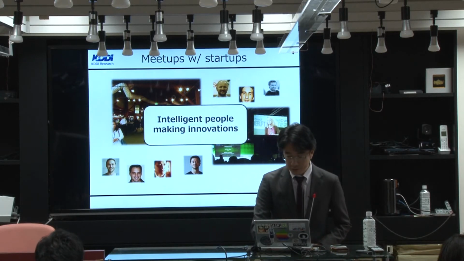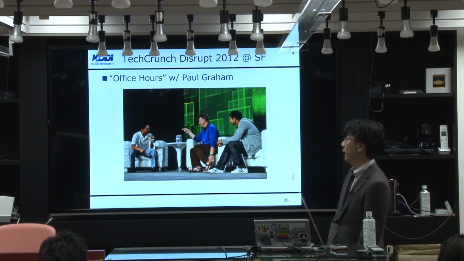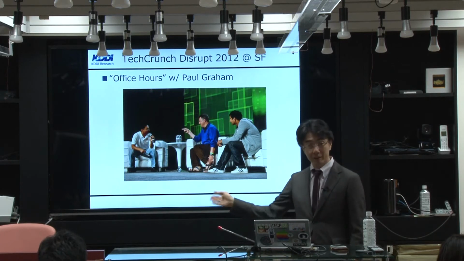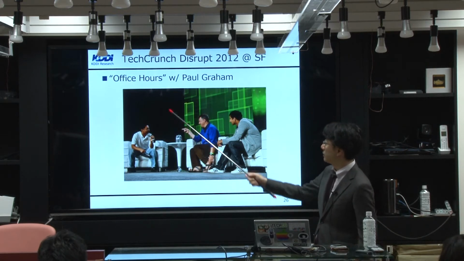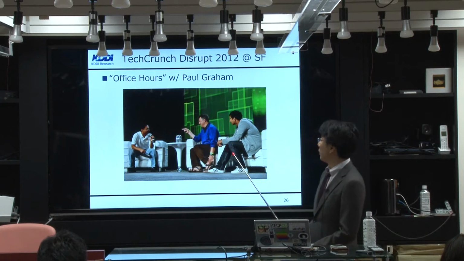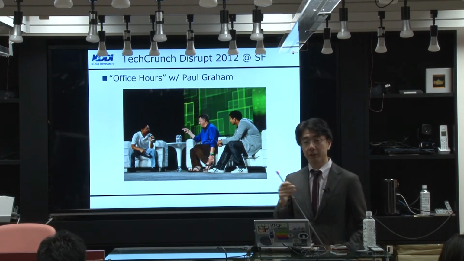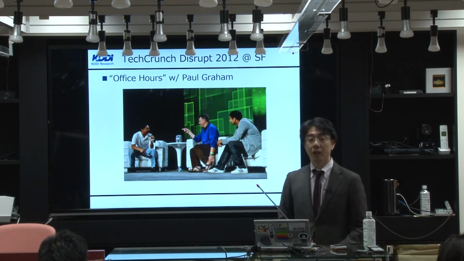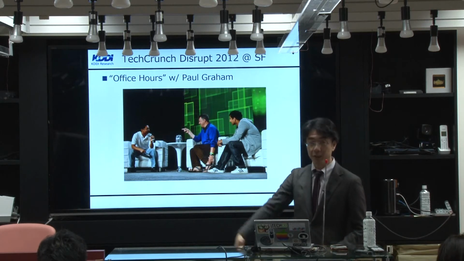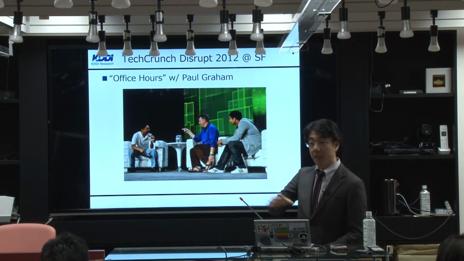Now, one very interesting experience happened when I was listening to these talks during TechCrunch Disrupt, a few years ago. This was a session called Office Hours, with this man in the middle, Paul Graham, who is the founder of Y Combinator, a very famous incubation program, an organization which selects startups and trains them in a 3-month period, and then those startups grow very fast after the program.